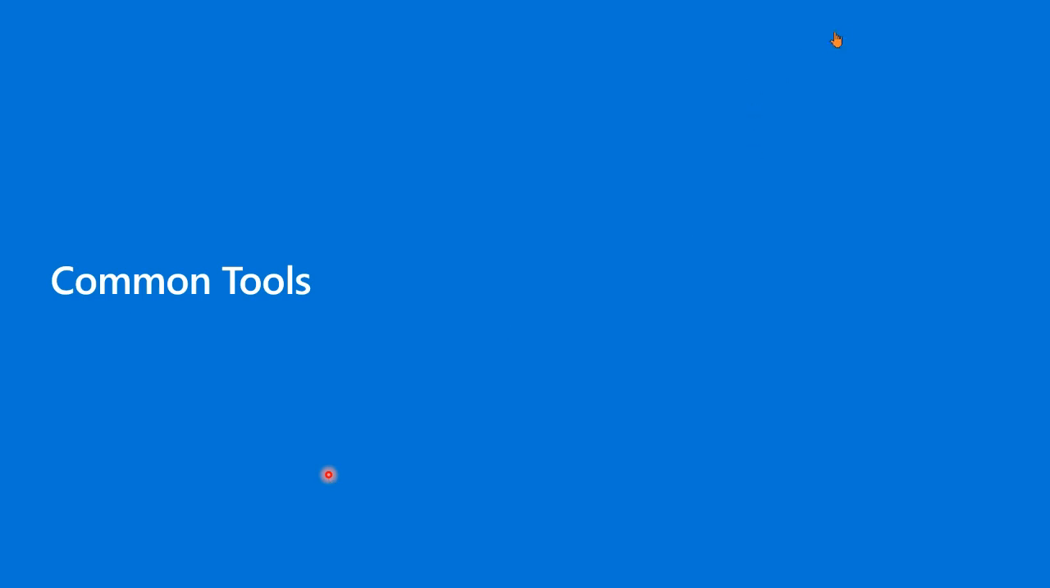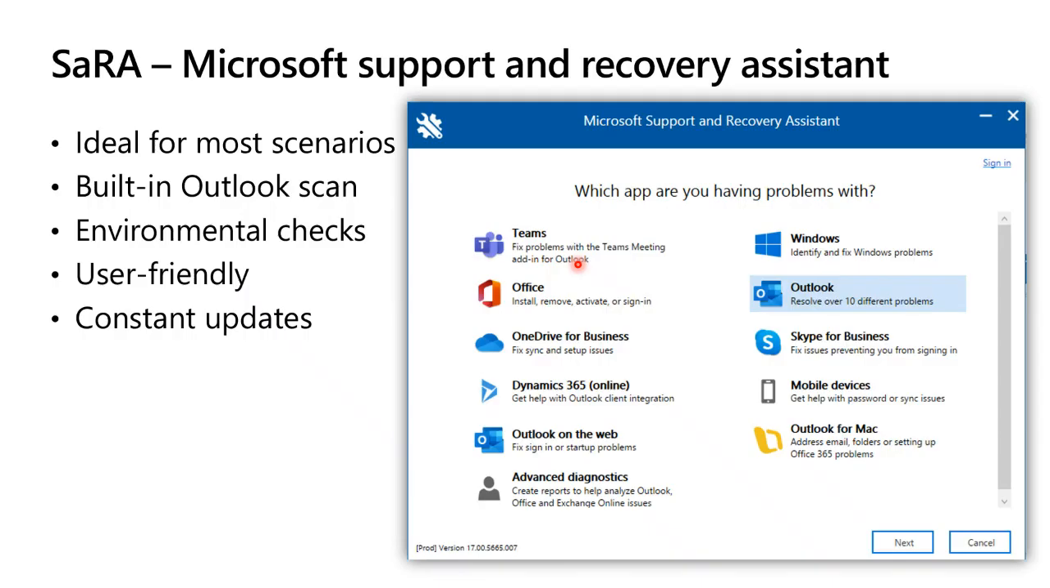Thank you, Krishna. So, talking about some of the most common tools when it comes to Outlook troubleshooting, one of the most robust tools would be SARA, that is Microsoft Support and Recovery Assistant. As you can see on the screenshot here, SARA is not just used for Outlook specifically, it can be used for any of the client applications like Teams, Office in general, OneDrive for Business, Dynamics 365, Outlook for Mac, and also mobile devices as well as Windows. So that's the reason it's ideal for most of these scenarios.